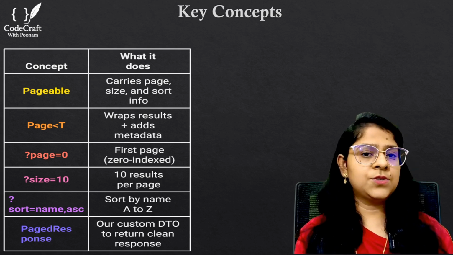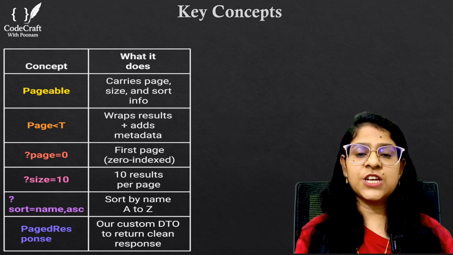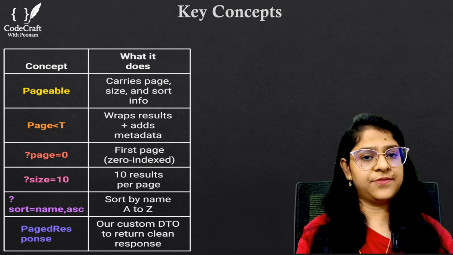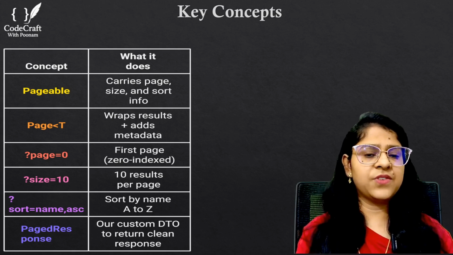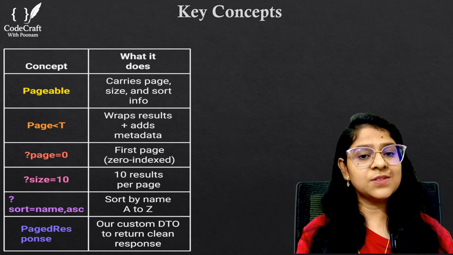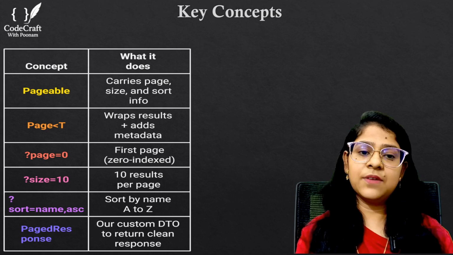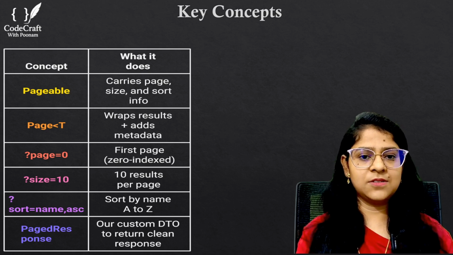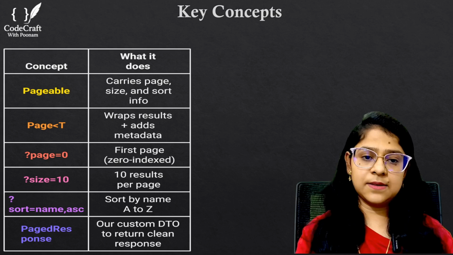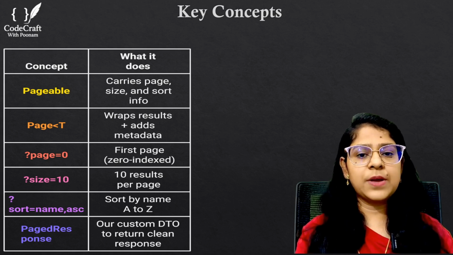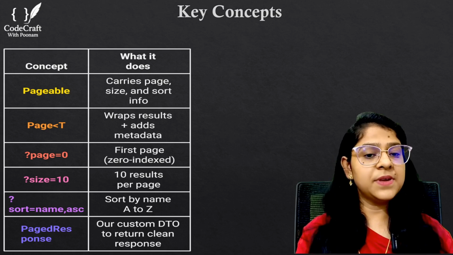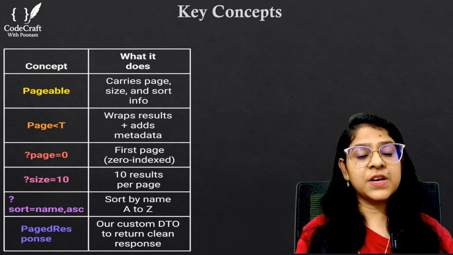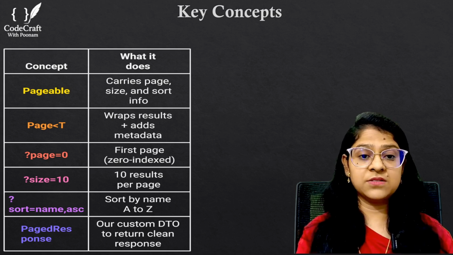So we can say that with pagination and sorting, our API becomes faster, scalable, professional, and client friendly. Why is it faster? Because now the database queries are smaller. It is scalable because it works with 10 records or 10 million. It is professional because it matches how real-world APIs behave. And it is client friendly because apps can build pages, infinite scroll and filters.